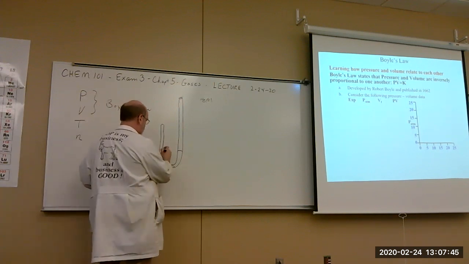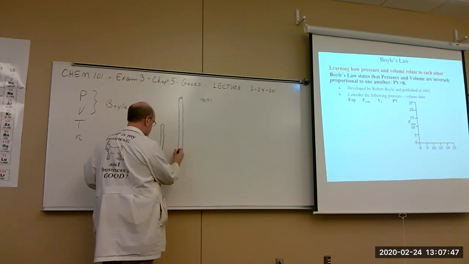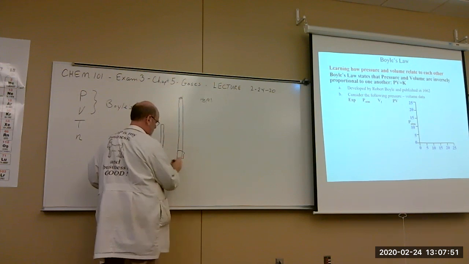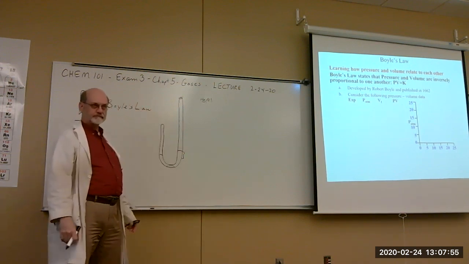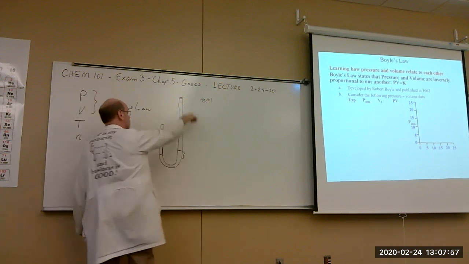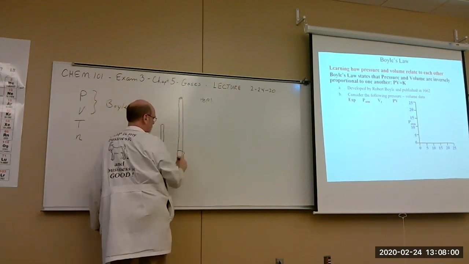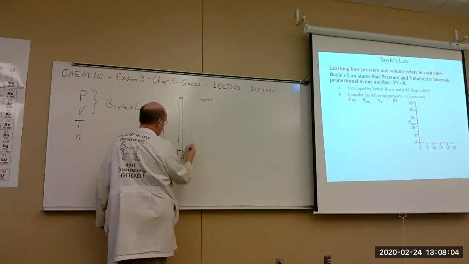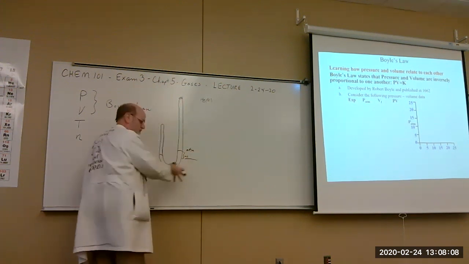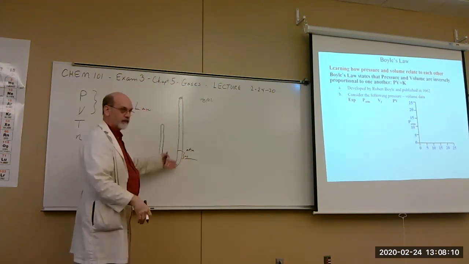So he measured the pressure on that trapped air as the difference between here and here. Right? So that's one pressure value in millimeters of mercury. And of course, since this is open, there's added pressure here, so he had to take this value and add it to atmosphere to get a true value for the pressure on that gas.